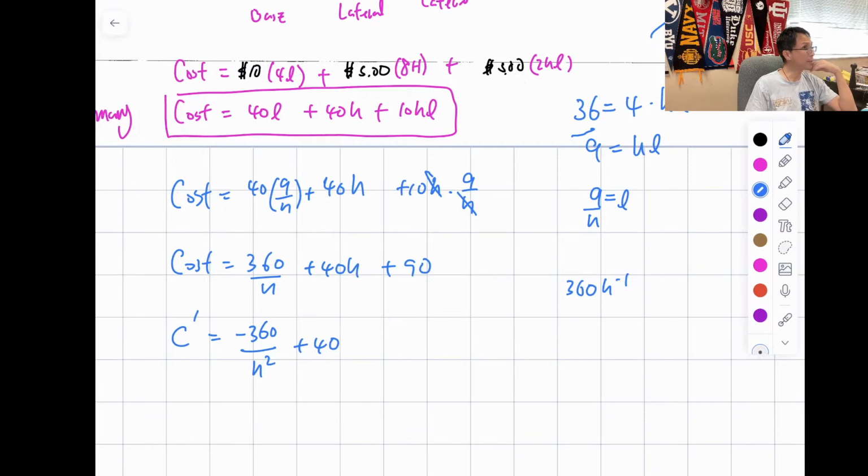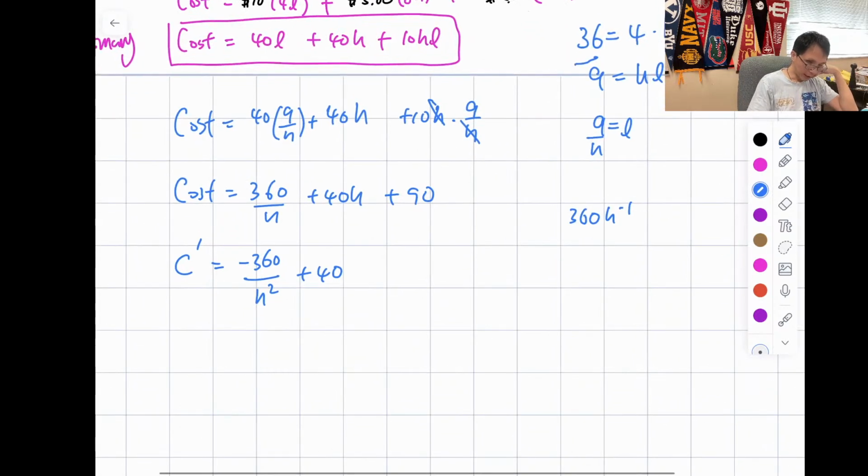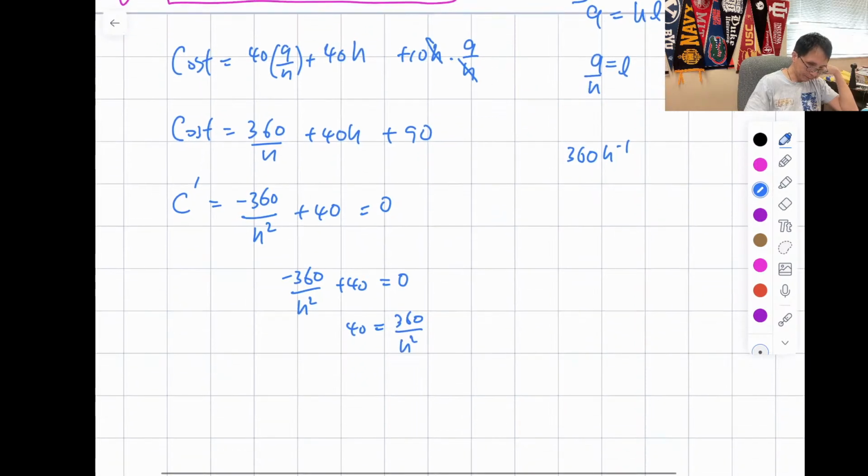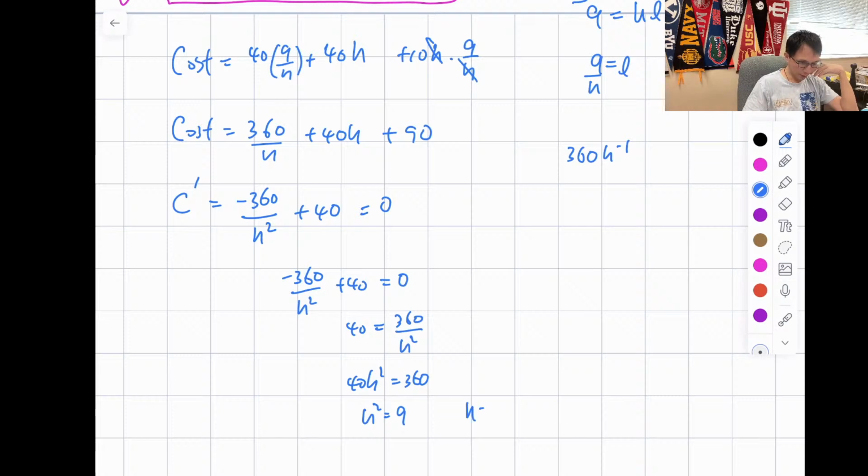Am I going too fast? And then this is equal to 0. So it'd be negative 360 over H squared plus 40 equal to 0. I'm moving it to the other side, so 40 equal to 360 over H squared. Multiply both sides by H squared, equal to 360. H squared is equal to 9, then H is equal to 3.